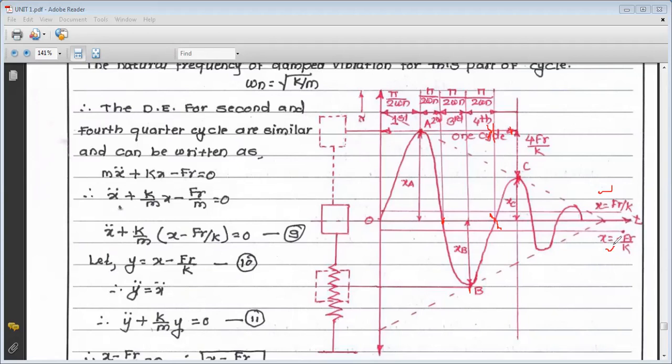Now the part which remains in dry friction damping is how to find the rate of decay of amplitude in case of dry friction damping. That part, and the problems on dry friction damping or Coulomb damping, we will take in our next lecture, that is lecture 10.